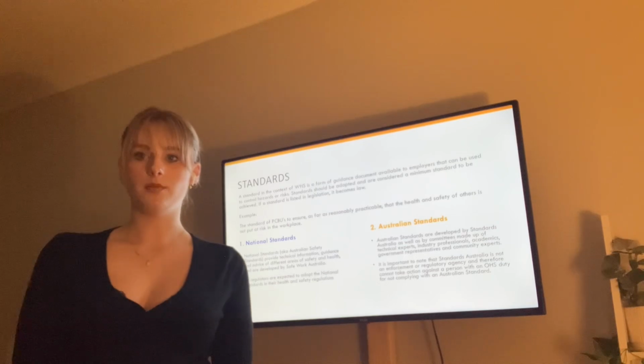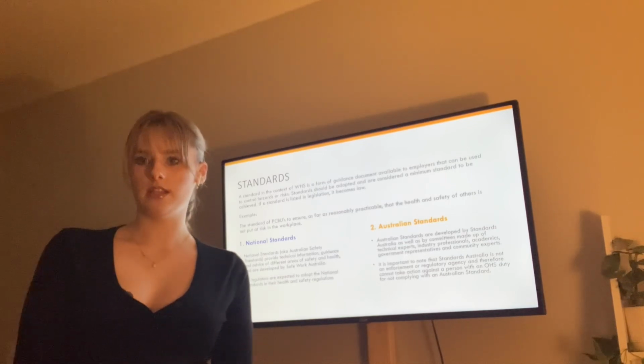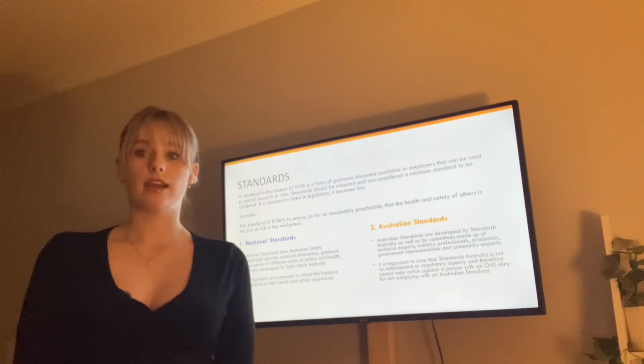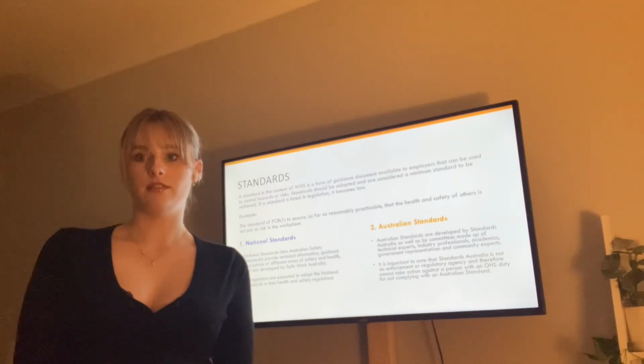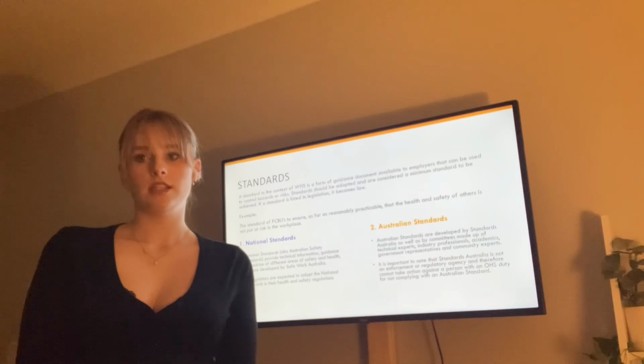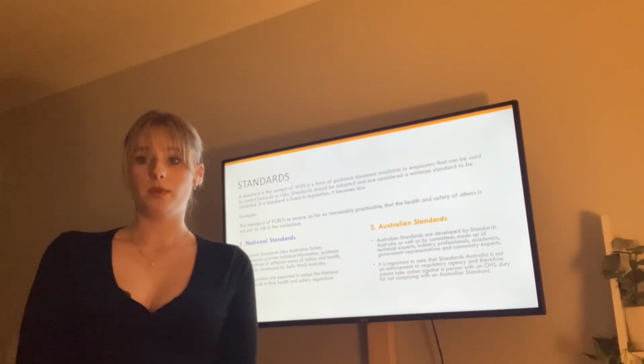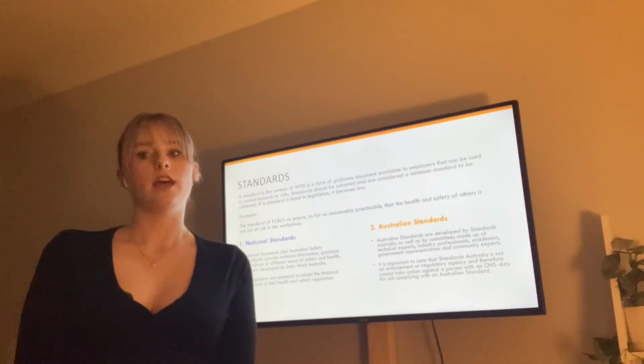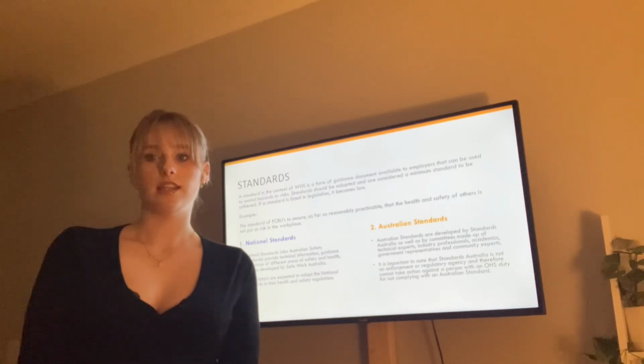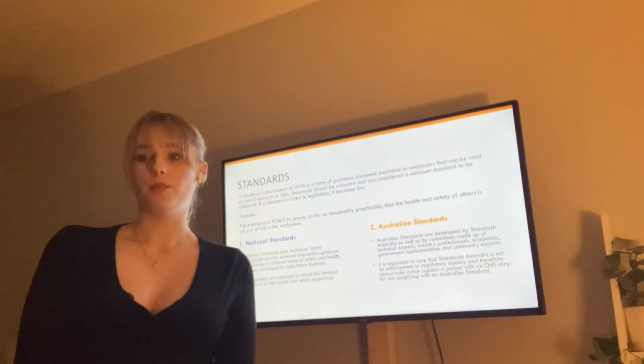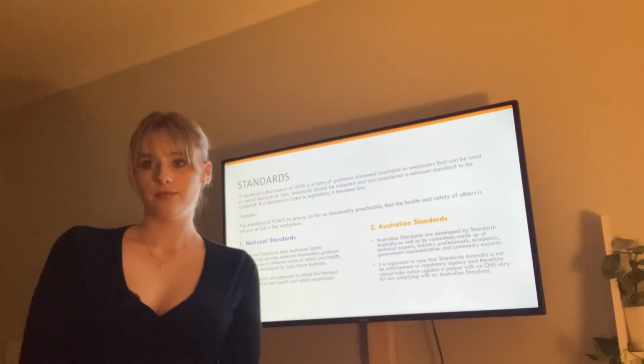Australian standards are developed by Standards Australia as well as by committees made up of technical experts, industry professionals, academics, government representatives, and community experts. It is important to note that Standards Australia is not an enforcement or regulatory agency and therefore cannot take action against a person with an OHS duty for not complying with Australian standards.